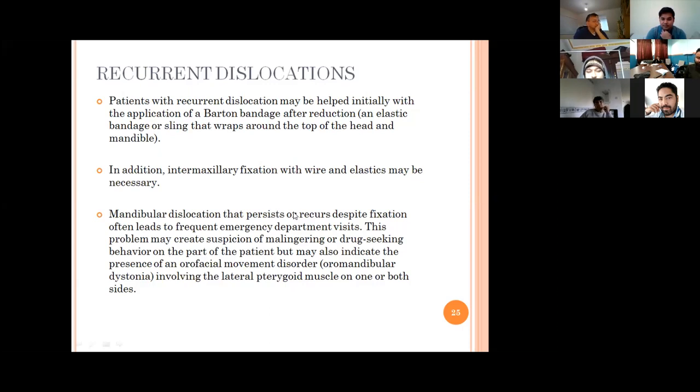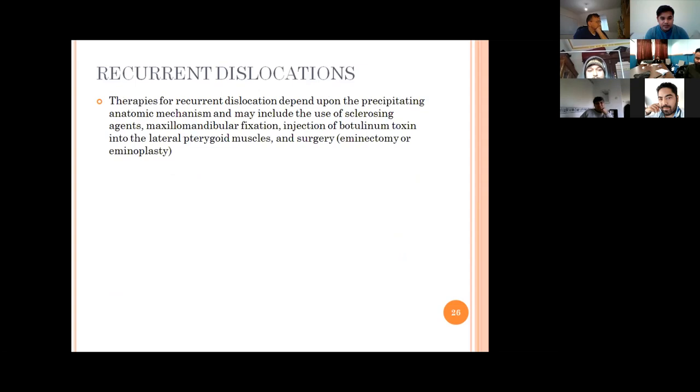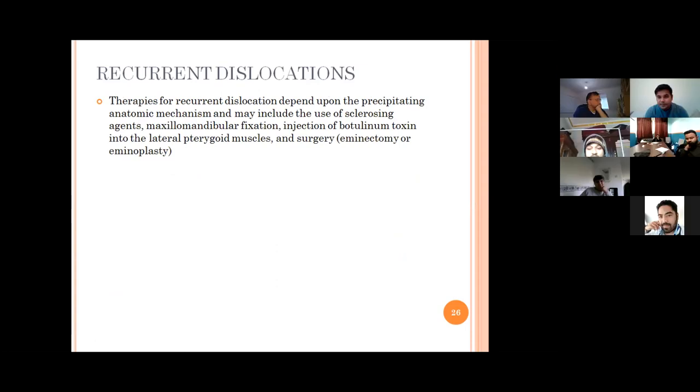Mandibular dislocation that persists or recurs despite fixation often leads to frequent emergency department visits. This problem may create suspicion of malingering or drug-seeking behavior on the part of the patient, but may also indicate the presence of an orofacial movement disorder involving the lateral pterygoid muscle on one or both sides. Other therapies for recurrent dislocations include botulinum toxin into the lateral pterygoid muscles and surgery like eminectomy or eminoplasty.